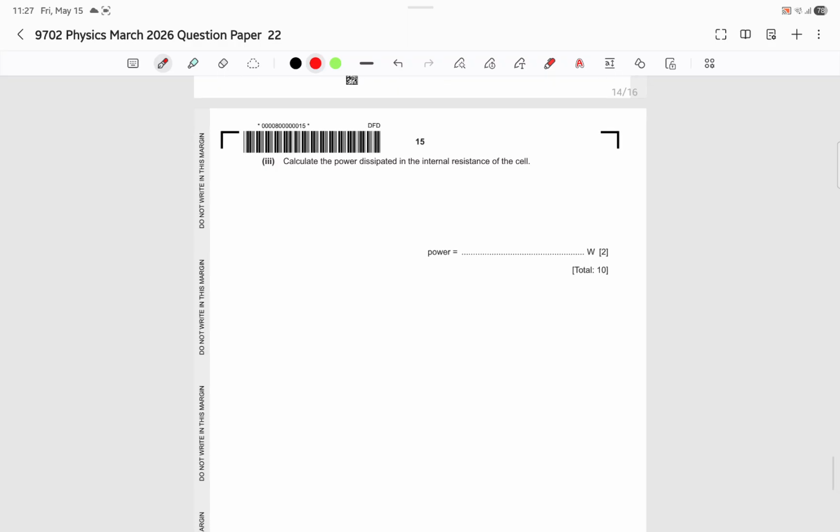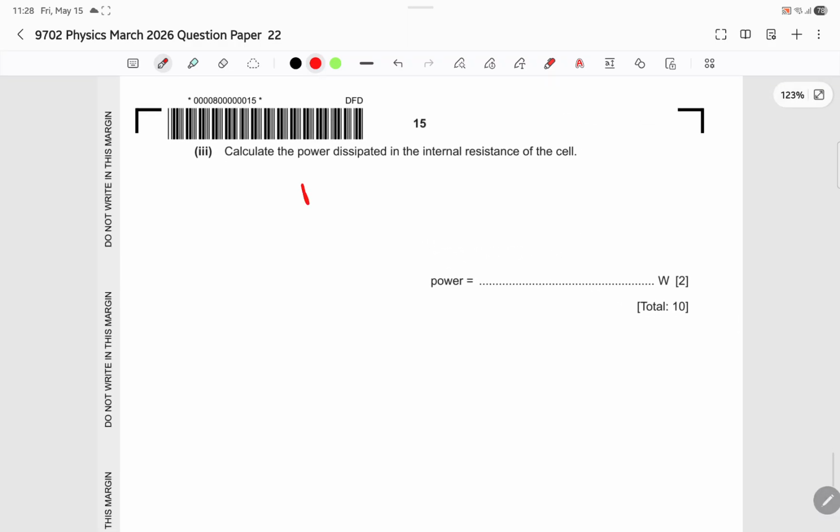Now the next question: calculate the power dissipated in the internal resistor. Okay, so P equals I squared, that is the formula. So we know the current is 1.8, whole squared, into 0.75. It's 2.43, round it off, 2.4.